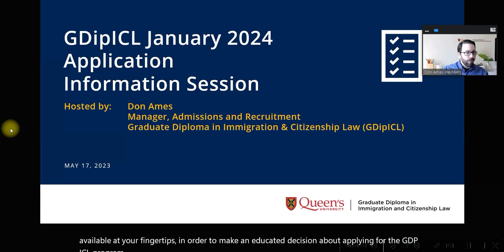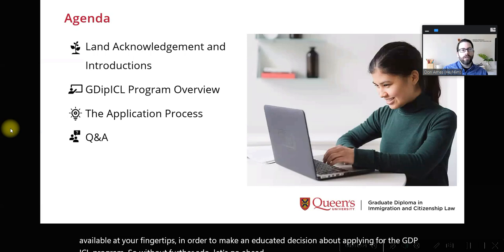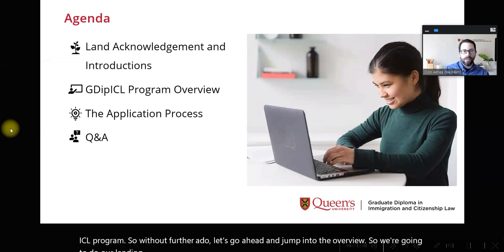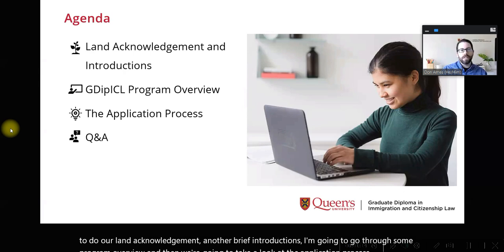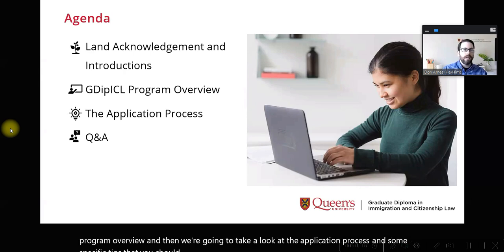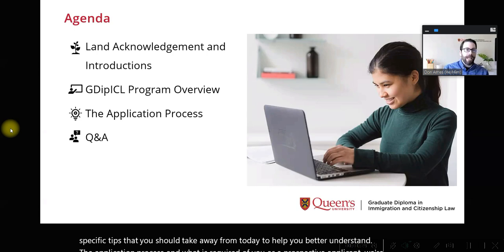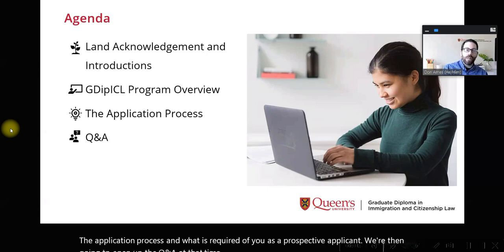So without further ado, let's go ahead and jump into the overview. We're going to do our land acknowledgement and other brief introductions. I'm going to go through some program overview, and then we're going to take a look at the application process and some specific tips that you should take away from today to help you better understand the application process and what is required of you as a prospective applicant. We're then going to open up the Q&A at that time. The Q&A will open later in the presentation, so please hold all questions until then.